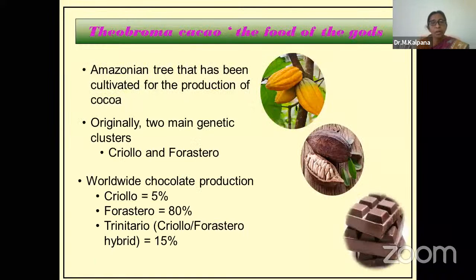I already told you Theobroma cacao is the food of the gods. It has mainly two genetic groups, or genetic clusters: the Criollo and the Forastero. Among these, the whole chocolate production mainly depends upon the Forastero, which contributes 80% of chocolate production, followed by Trinitario, which is the hybrid between the Forastero and Criollo, at 15%, and the least is Criollo, which contributes only 5%.